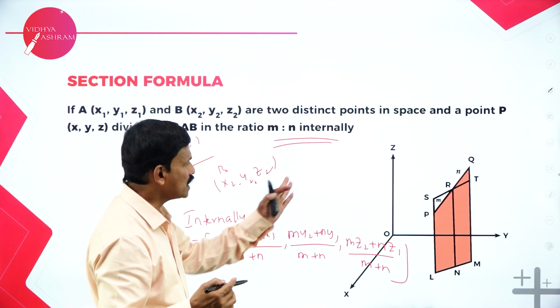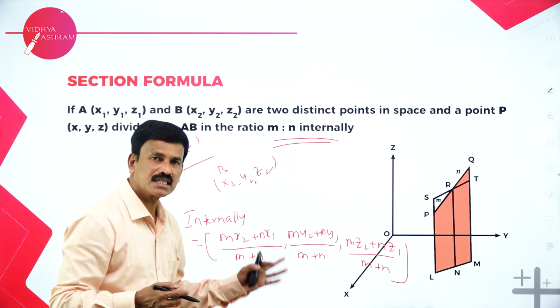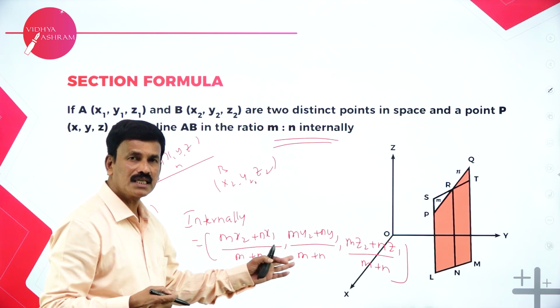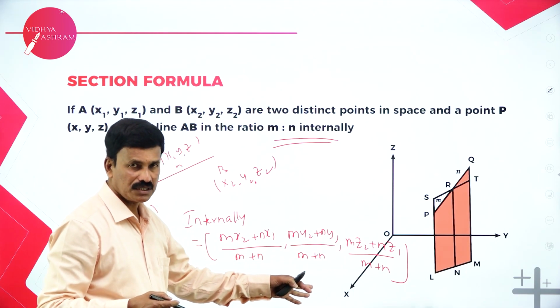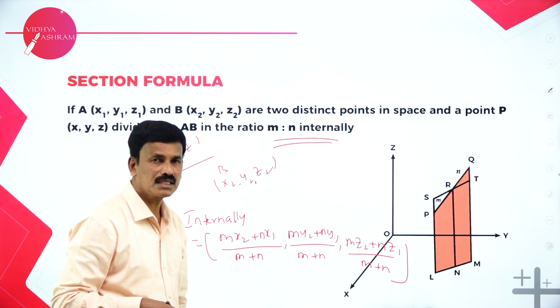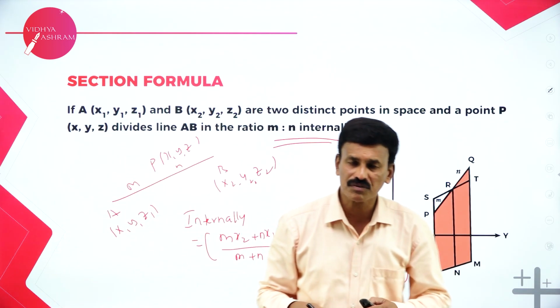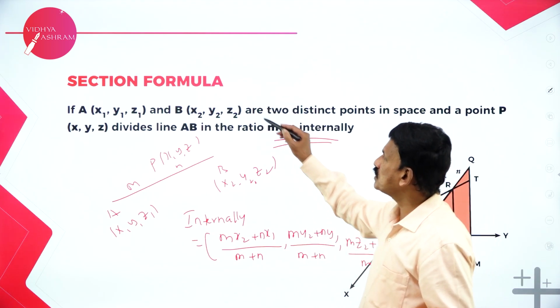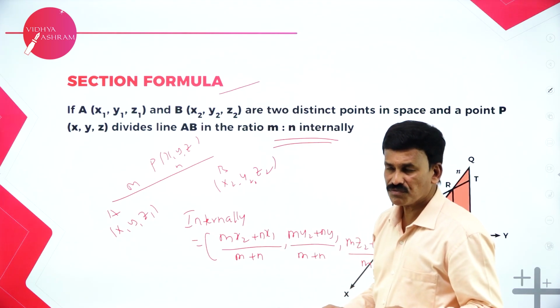Similarly, if it divides externally, then the external division is (mx2 - nx1)/(m - n), (my2 - ny1)/(m - n), (mz2 - nz1)/(m - n). So, these are the coordinates of the point which divides internally and externally in the ratio m is to n. They are called the section formulas.